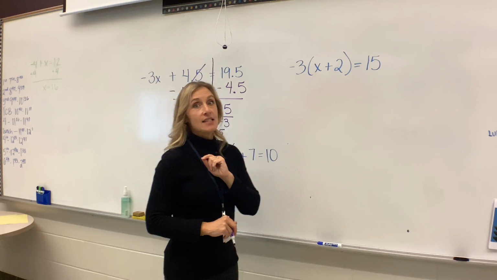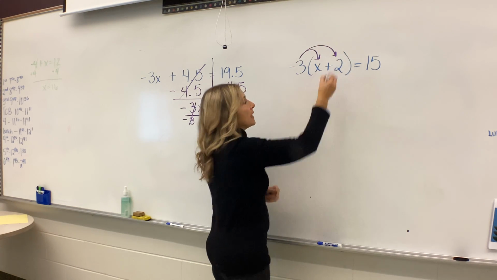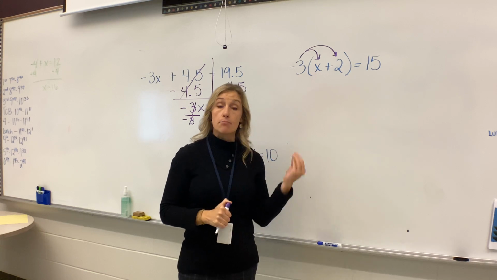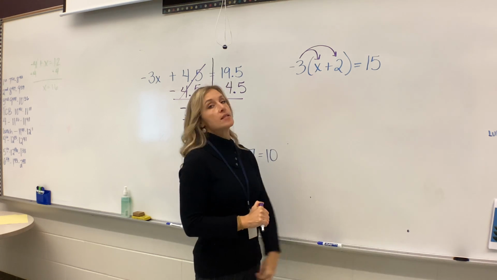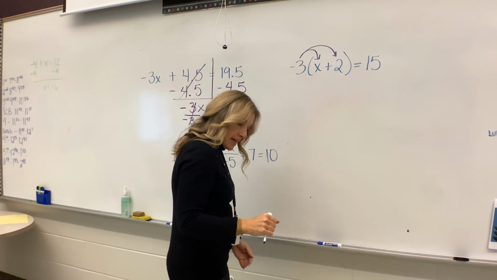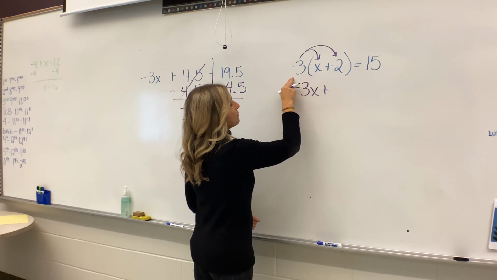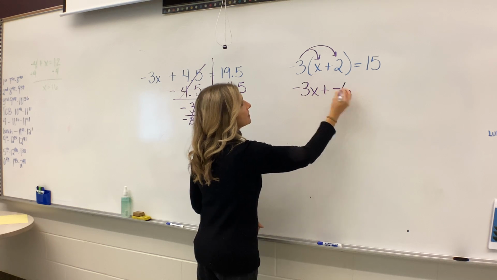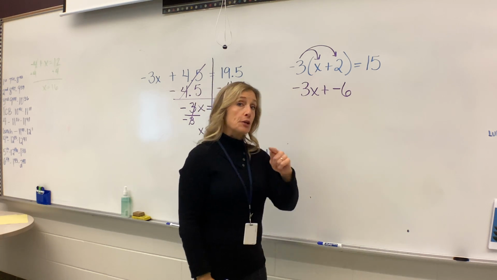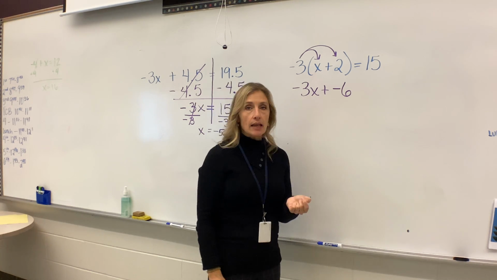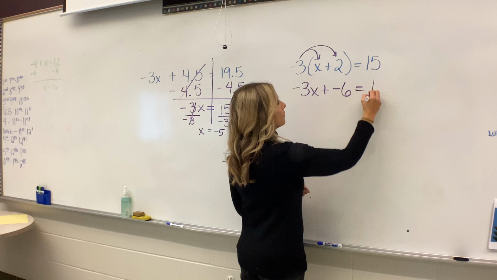Let's move on to this one, which has the distributive property in it. We learned that the distributive property says a number being multiplied by parentheses gets multiplied by everything inside the parentheses. It gets distributed or passed out to all of those terms. -3 times x is -3x. -3 times 2 is -6. If this was a plus sign, I like to keep it that way. It helps my mind. If you prefer to now write that as -6, remember, subtraction and adding a negative are the same thing. And that has to equal 15.